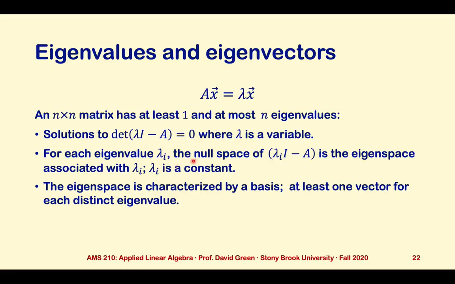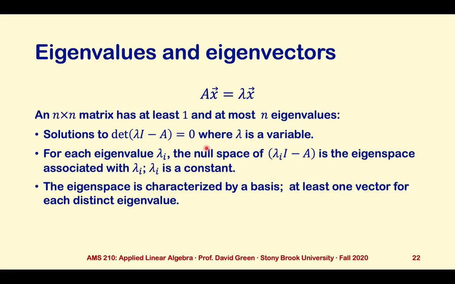It's a vector space, and vector spaces are characterized by a basis. The null space basis is the set of special solutions to the appropriate homogeneous system, and this is how we characterize an eigenspace. We will always have at least one vector in this basis, because lambda I minus A is a singular matrix, characterized by a zero determinant, so it must have a null space of dimension at least 1.